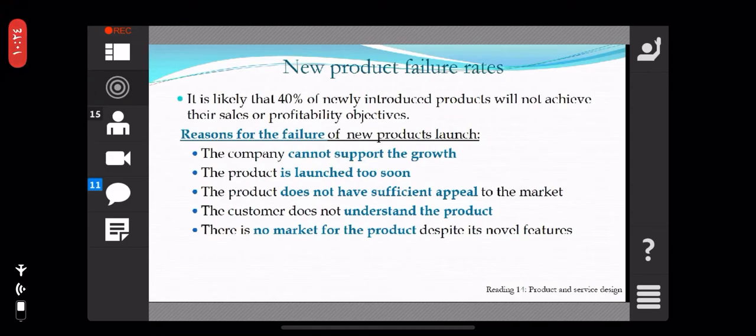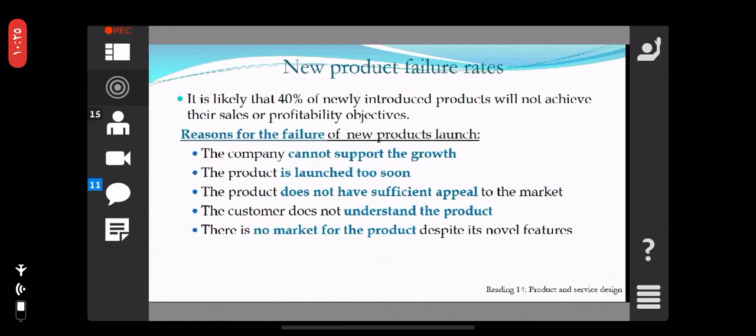There are some reasons for the failure of new product launches. When companies or organizations launch a new product, what could be the reasons for its failure? Number one, the company cannot support the growth. They are unable to support the growth. For example, the product needs growth, but they cannot support it due to several reasons.